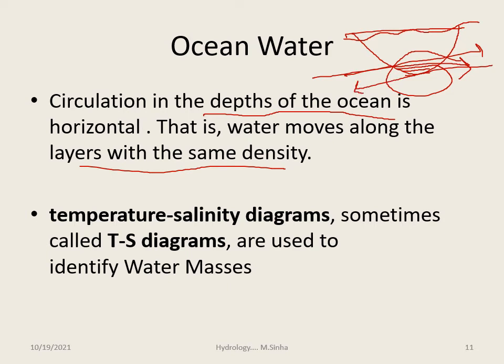Temperature and salinity are both directly related to density, and density is related to ocean circulation, ocean currents, ocean water masses, and so on. The temperature and salinity diagram, sometimes called a TS diagram, is very relevant to identify the density, position, location or origin place of ocean currents and ocean water masses.